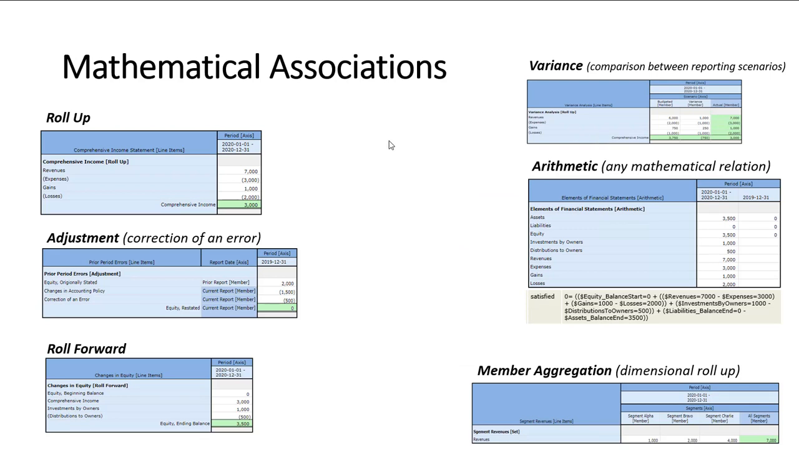So the next thing is that, remember I said OLAP only supports roll-ups. Well, XBRL and SBRM support adjustments, roll forwards, variance, and literally any arithmetic computation, and dimensional roll-ups, dimensional aggregations also.